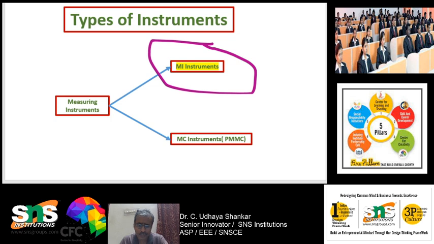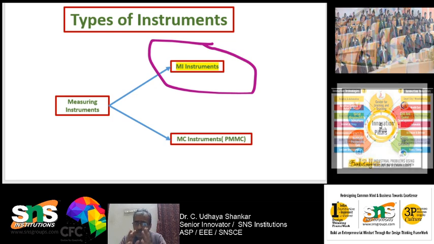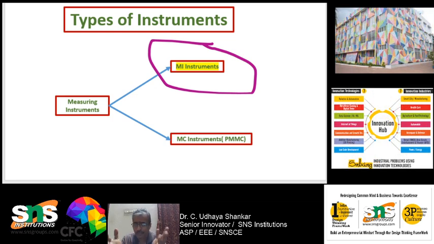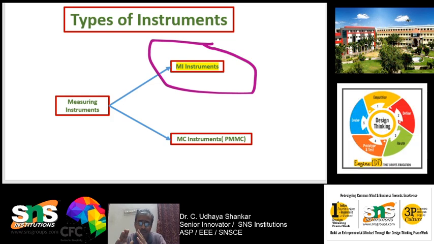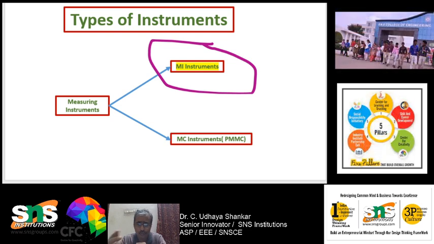In this, an iron core will be there, and that iron core will be moving or deflecting according to the magnitude of the current. If the magnitude of current is high, then the cylindrical iron will deflect to a large value. If the magnitude of current is less, then the iron will deflect only a very low value, and because of which the pointer settles down at a low value. That's why it is called moving iron, the moving iron core. In short, it is called MI instruments.